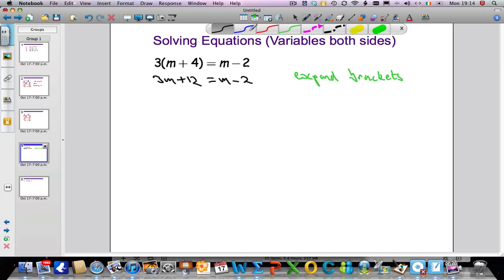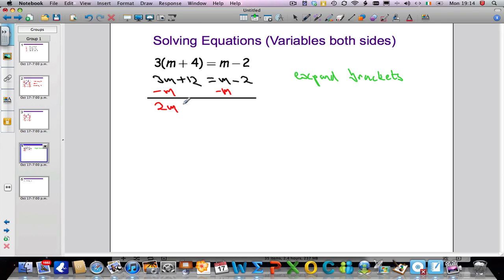Next step is, I want to get rid of that m on this side. In order to get rid of m, I need to take away m. m take away m is 0, but what I do to this side, I must do to the other, so I'm going to take away m here as well. Draw a little line like before, and work it out. 3m take away m is 2m.